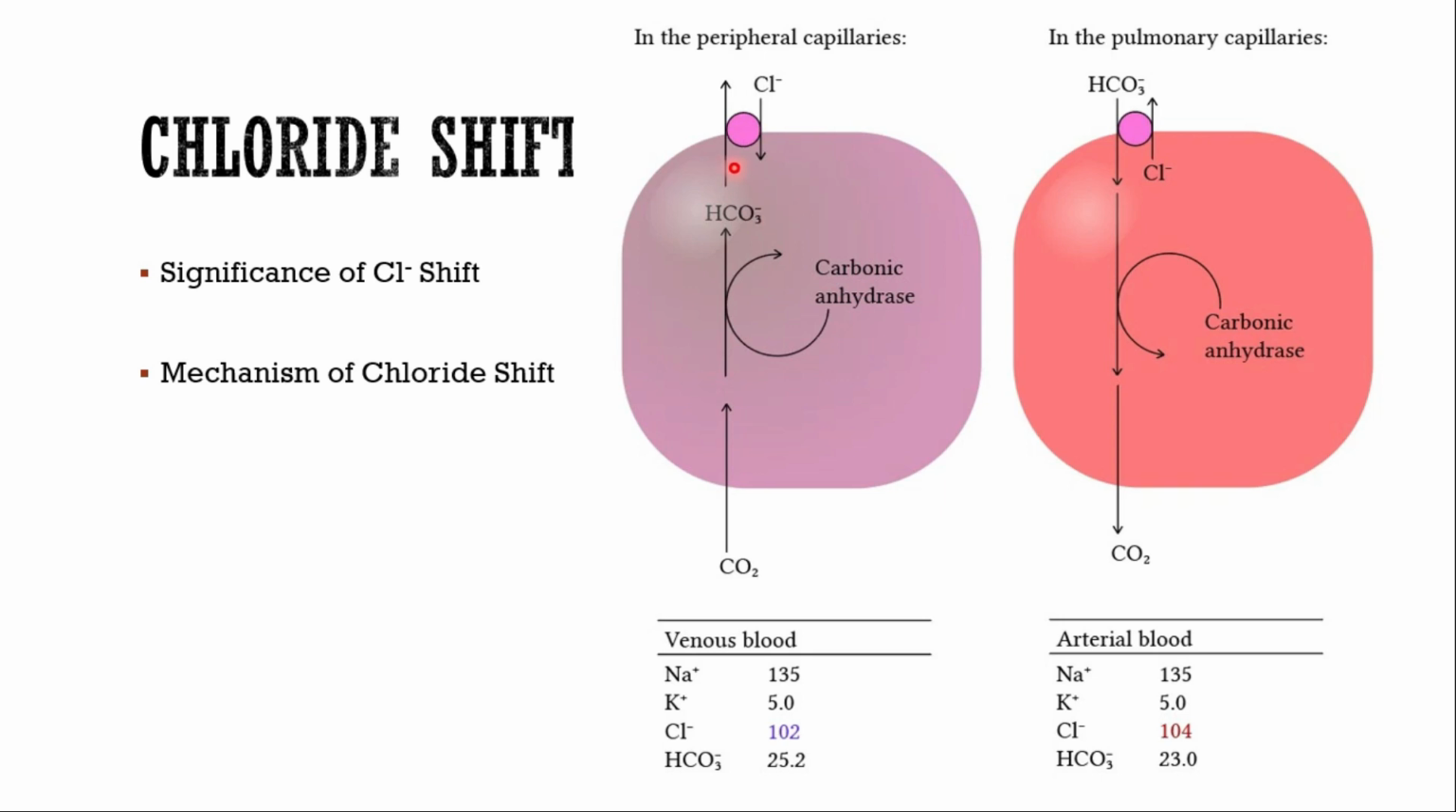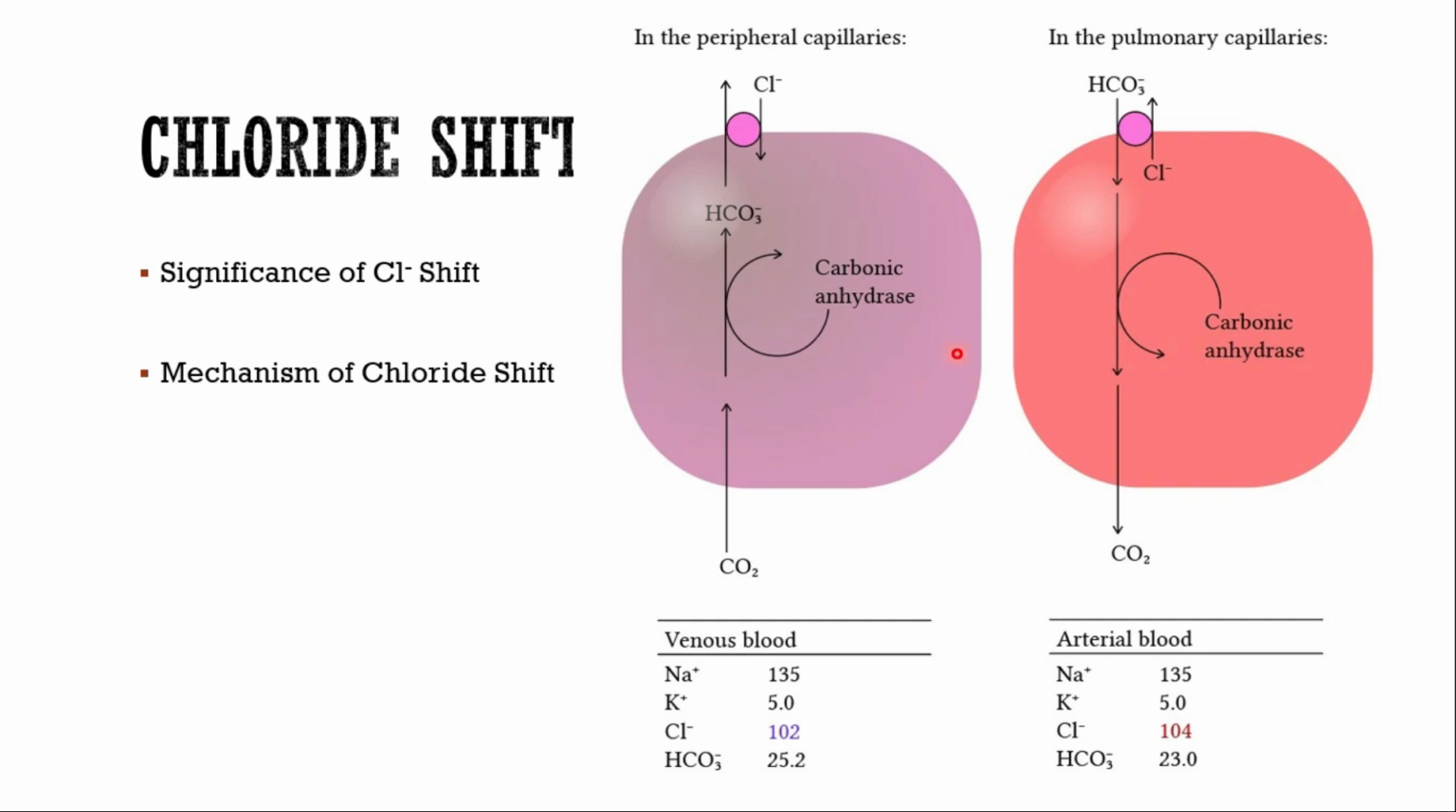As these HCO3 ions move towards the plasma, in order to balance the charge, that is the negative and positive charge concentration, the chloride ions move into the red blood cells. On the other hand, when bicarbonate ions move into the red blood cells, in order to balance the charge shift, chloride ions move outwards, out of the red blood cells. Here this HCO3 bicarbonate ion, again with the help of carbonic anhydrase, is converted to CO2, which is then exhaled out of the lungs.